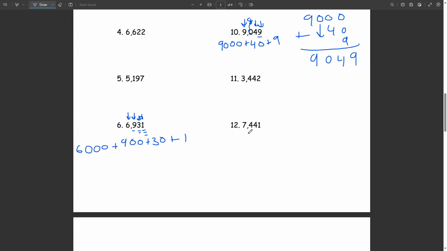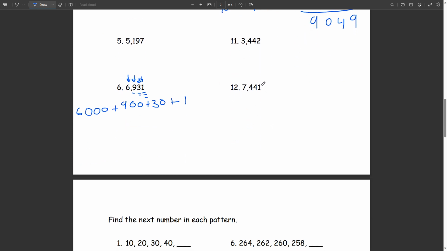Okay, so let's do number 12. There's 7 and then 3 to the right, so 7, 0, 0, 0, plus 4, and there are 2 digits on the right, so these turn to 0, so 4, 0, 0, plus number 4 here, there's a 1 after it, so we turn that to 0, and then we do 1. So this is just how we do our expanded form, right?